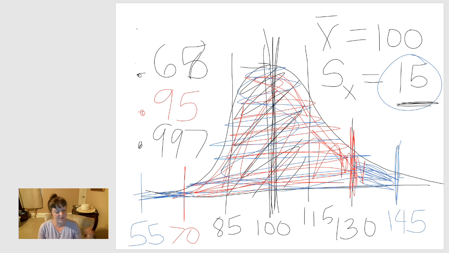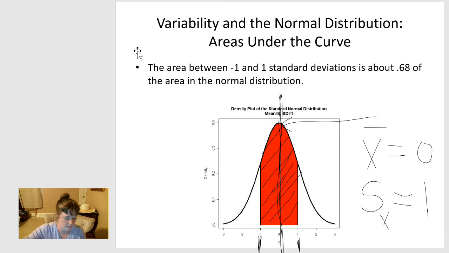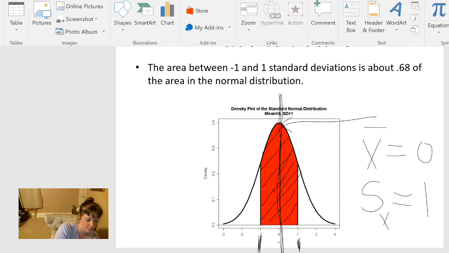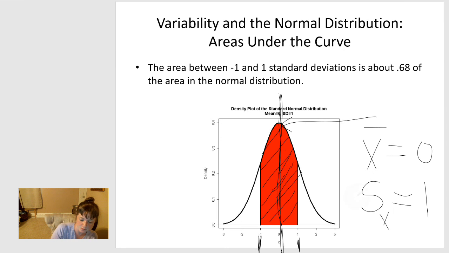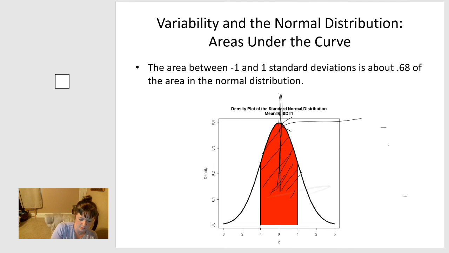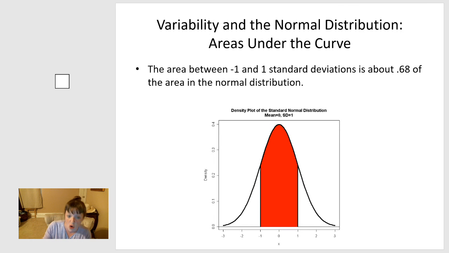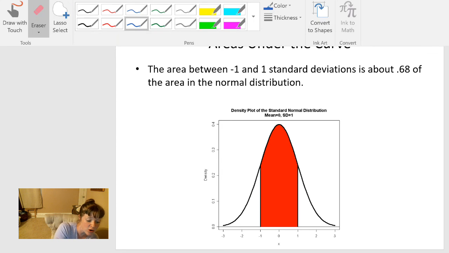68% of the people will be between 85 and 115. 95% of the people will be somewhere between 130 and 70. And 99.7, a proportion of 0.997 of the people, will be somewhere between an IQ of 145 and 55. And it doesn't matter what the variable is. Let's go back to this slide. On any bell-shaped curve, any Gaussian curve, any normal distribution, lots of psychological variables are normally distributed. On any normal distribution, you can count on these proportions.